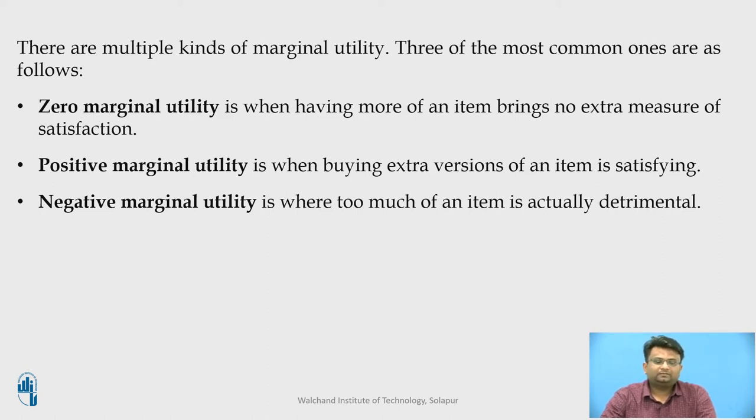Negative marginal utility is where too much of an item is actually detrimental. For example, while the correct dose of antibiotics can kill harmful bacteria, too much can also harm the person's body. So under that condition, the marginal utility will be negative.